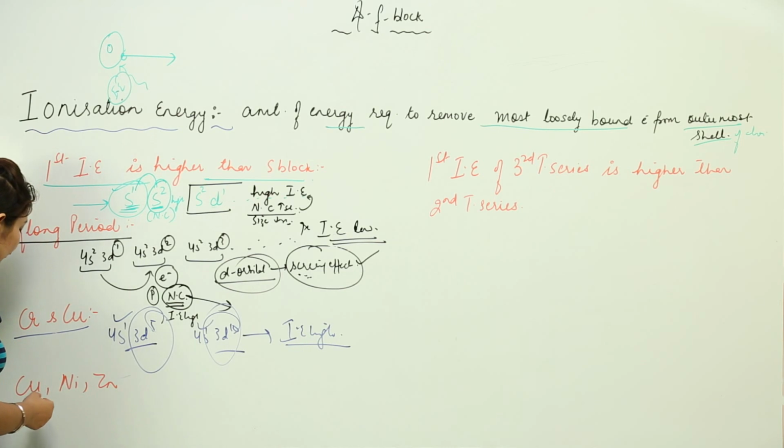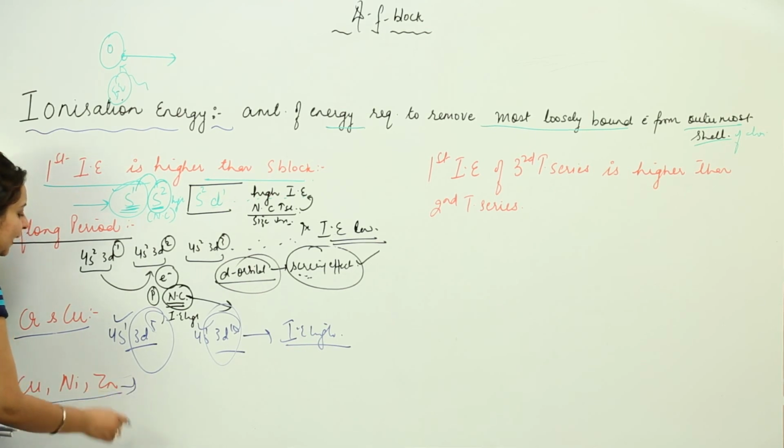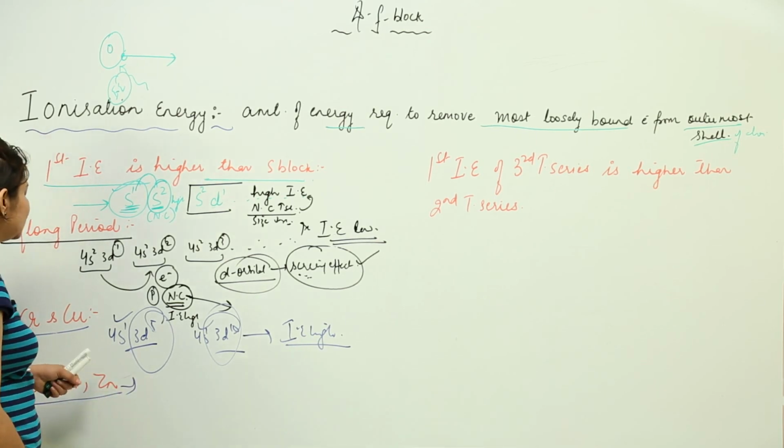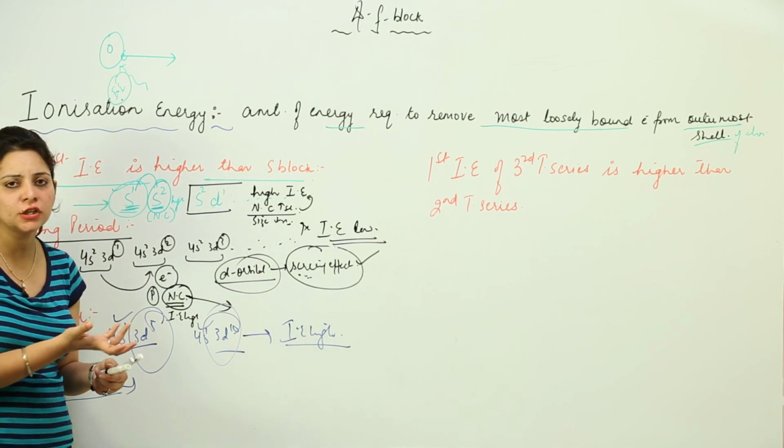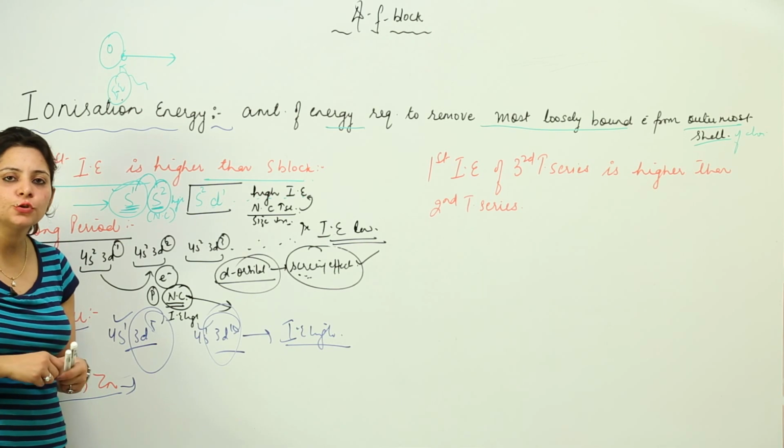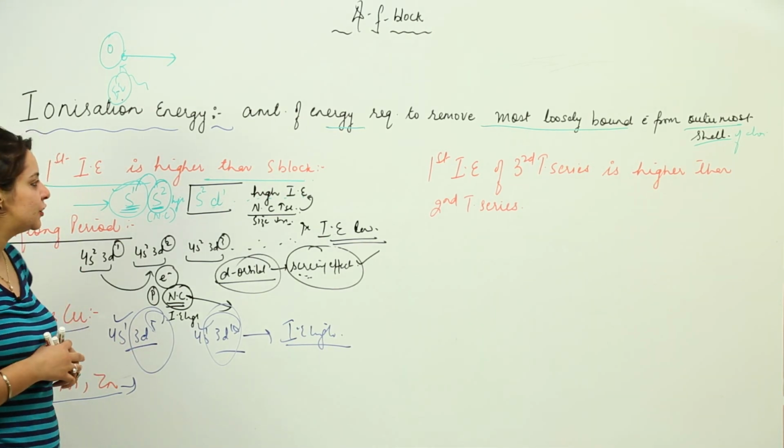And if we talk about copper, nickel, zinc and all, they cannot let more electrons be lost, again due to their high ionization energy.